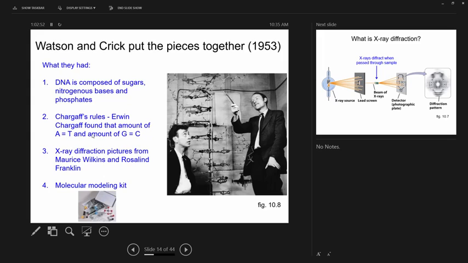And then they published it. Franklin and Wilkins published at the same time. It didn't turn out too well for her, unfortunately. And we'll talk about that a little bit more next time.